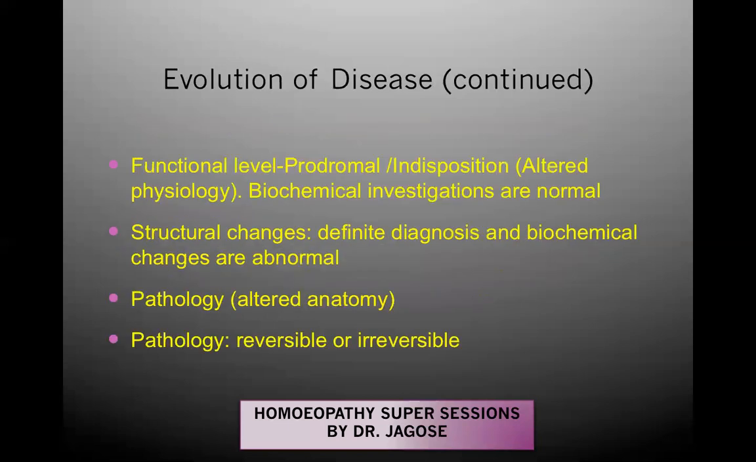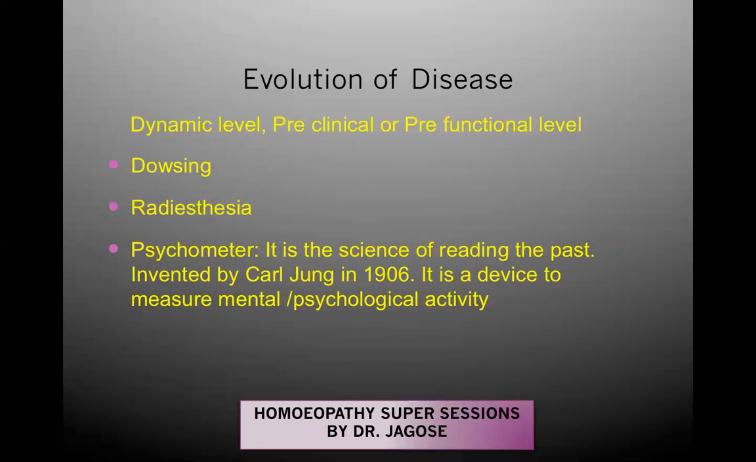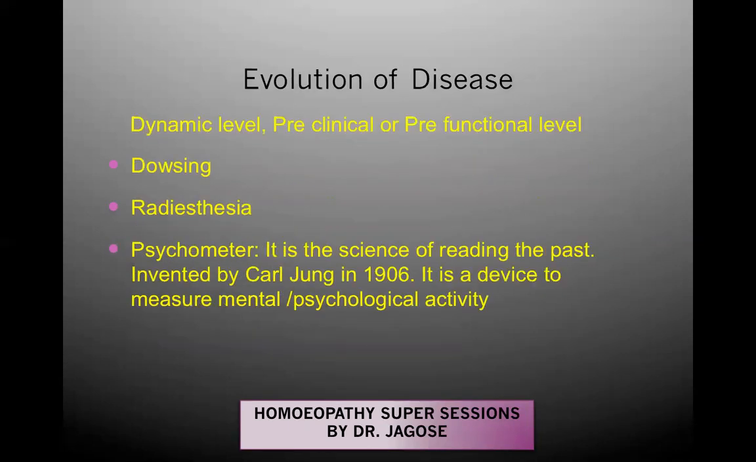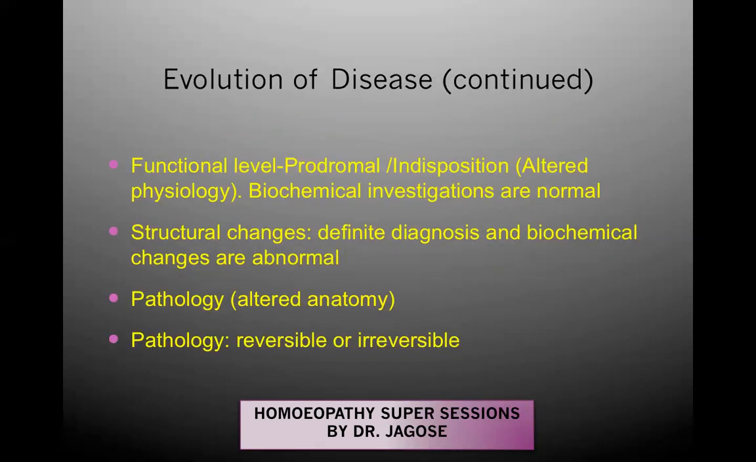So the disease then travels. So at the dynamic level, basically, you cannot identify it except through these methods which I have told you. Now, as the disease moves on from the preclinical or the pre-functional level to the functional level, also known as the prodromal stage, or the stage of indisposition.